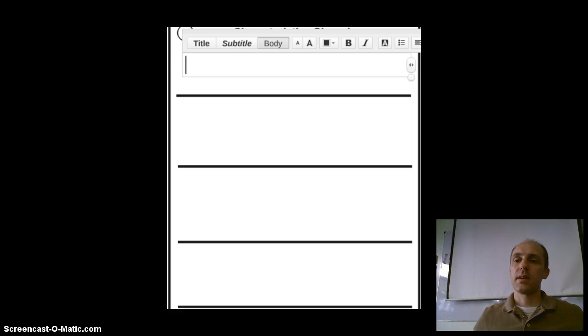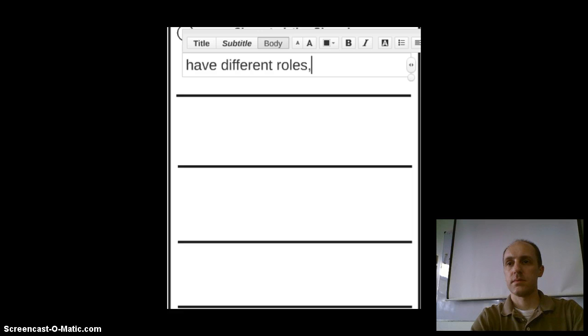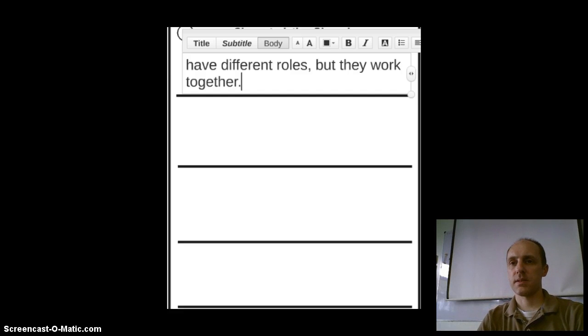Okay, so what I could put down here in this section is, have different roles, but they work together. Okay, it's pretty simple. Not looking for a lot of fancy stuff there. And you may find as you work through each of these that you have some similar things that you're writing down into that characteristic spot.